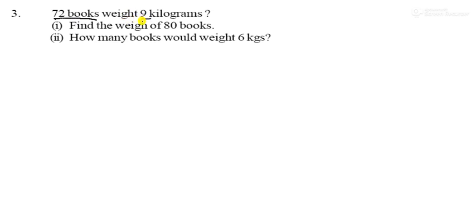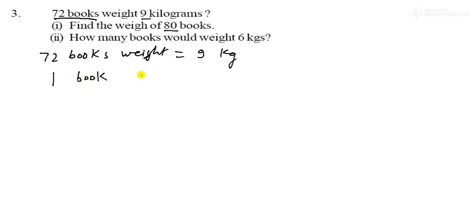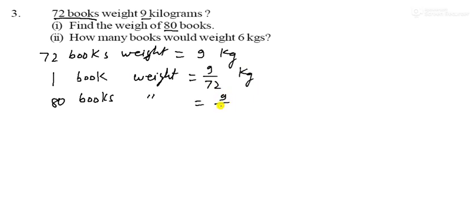Now come to the third question. 72 books. Here see, 72 books, weight is 9 kilogram. So what will happen? So here is 80 books. So you can write books first. So 72 books, weight is equal to 9 kilogram. It is 9 kg. So what about one book? That is 9 upon 72 kg.